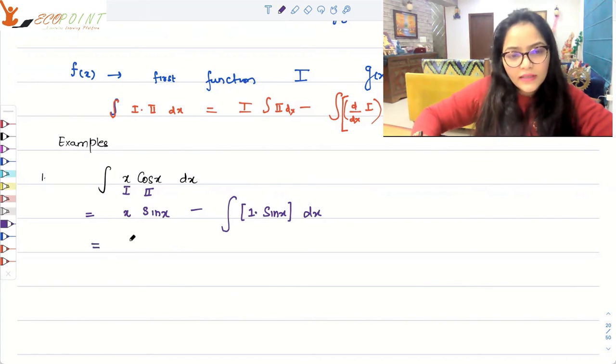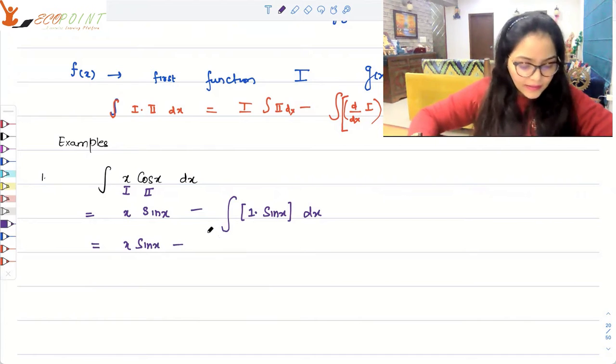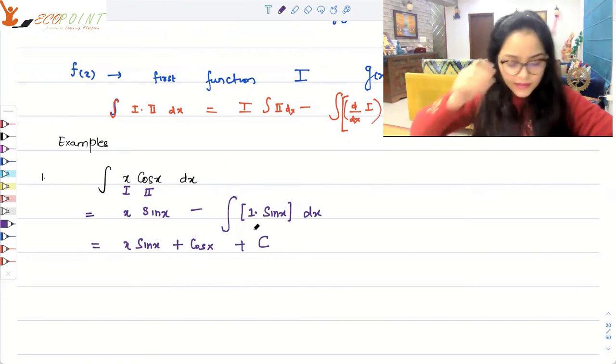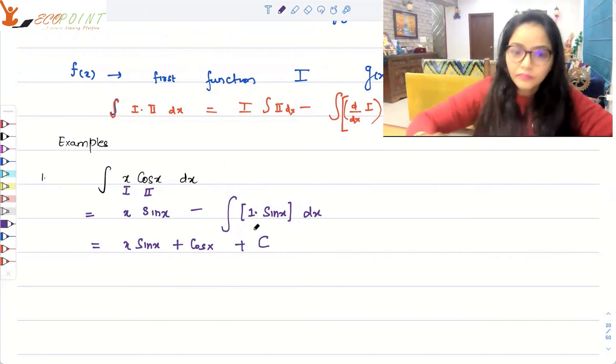So that means I will get x sin x minus the integral of sin x, which is minus cos x. So the correct answer would be x sin x plus cos x plus some constant c. Okay.